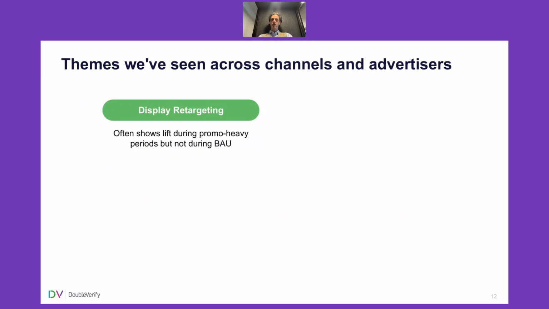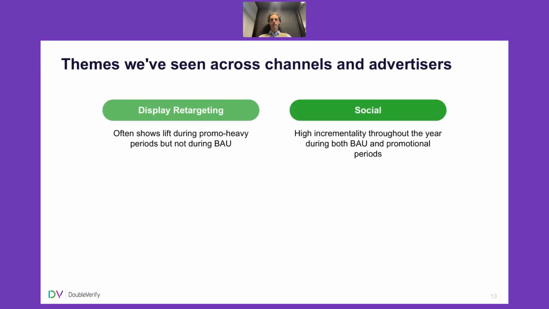So a few themes that we've seen thinking about patterns across lots of different channels and advertisers. Display retargeting often shows lift during those promo heavy periods, but not necessarily during BAU, but is very creative dependent. So oftentimes retargeting will show lift when it is promoting a very good promo. But if it is just kind of reminding people of things that they've already decided not to buy, then it's likely to not be very high lift.